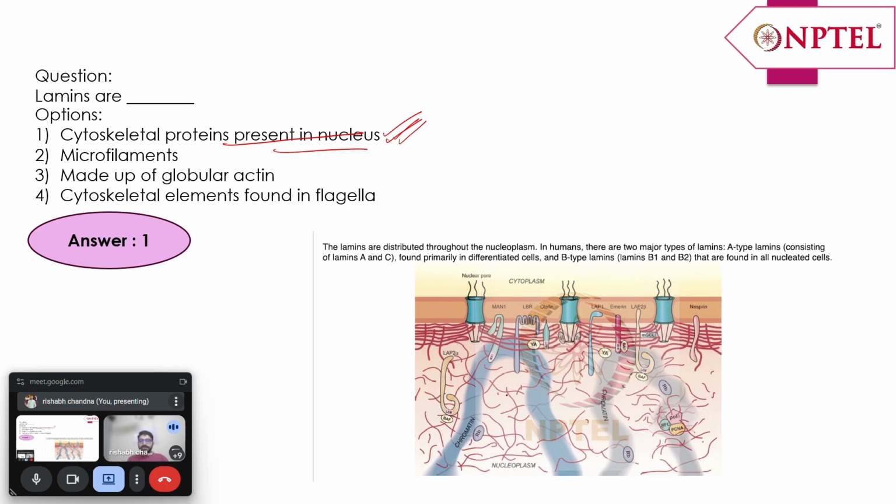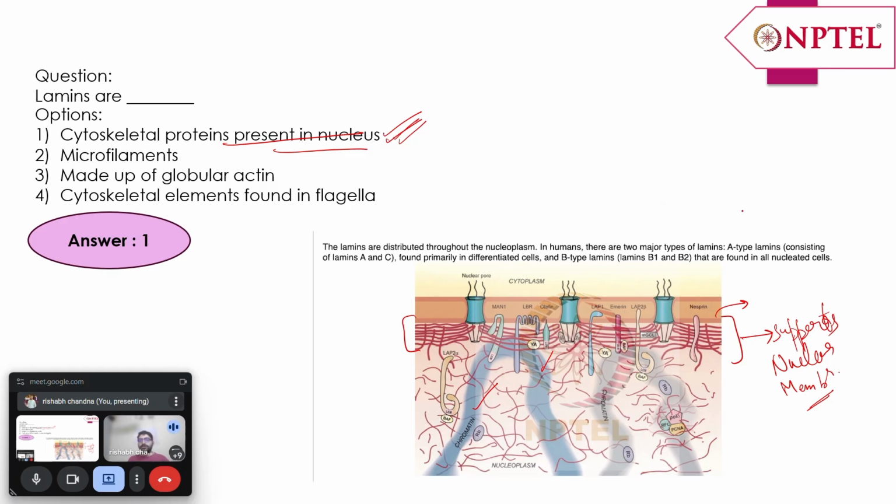These are basically distributed in the nucleoplasm and help in the arrangement of the chromatin molecule, the different proteins that help in. But there is a bunch of lamins that is present just inside the inner nuclear membrane. This bunch of lamins actually supports the nuclear membrane. So this is the major role of the lamins.